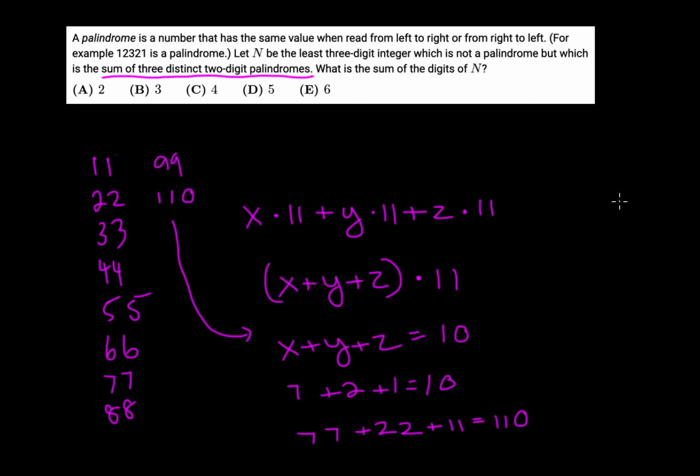So next, we need to find out what the sum of the digits of n is. So what is the sum of the digits of n? Well, it would have to be 1 plus 1 plus 0, or 2. And on our AMC 8 test, we can see that this is answer choice A.